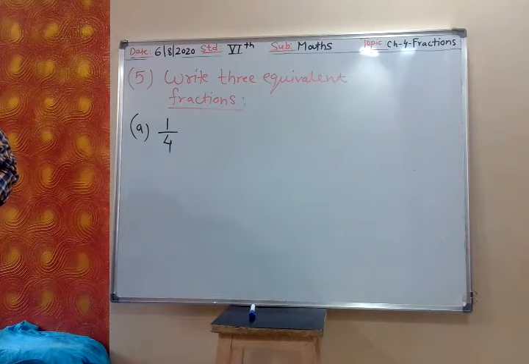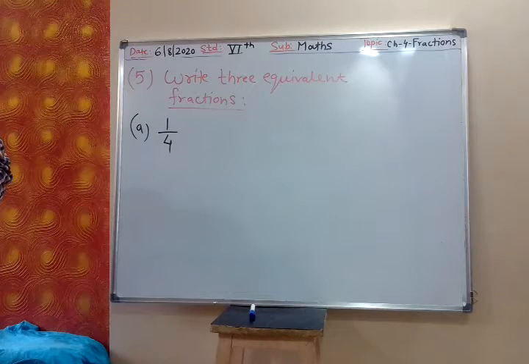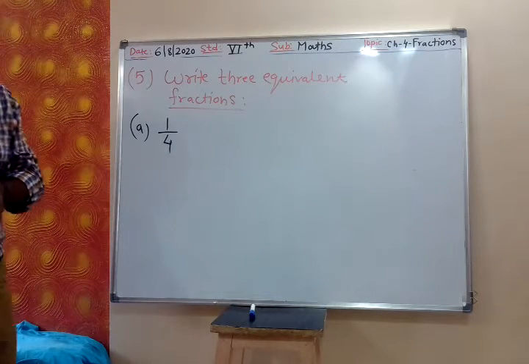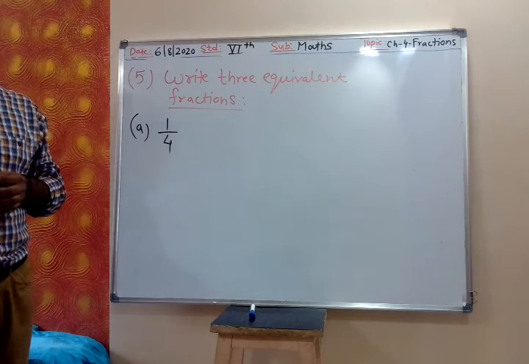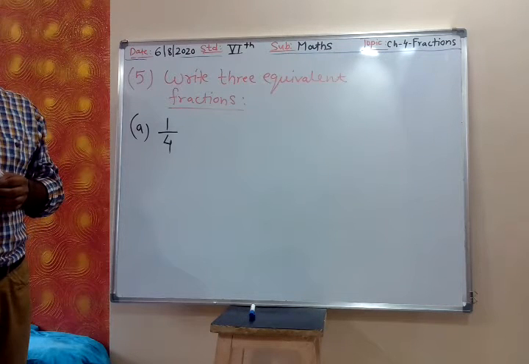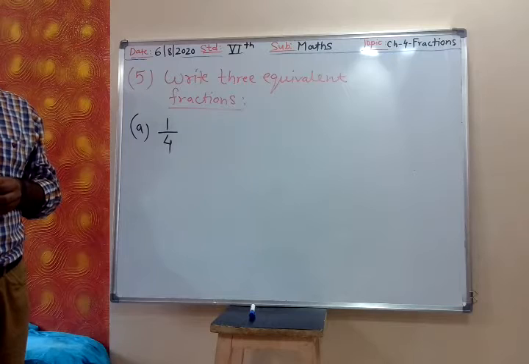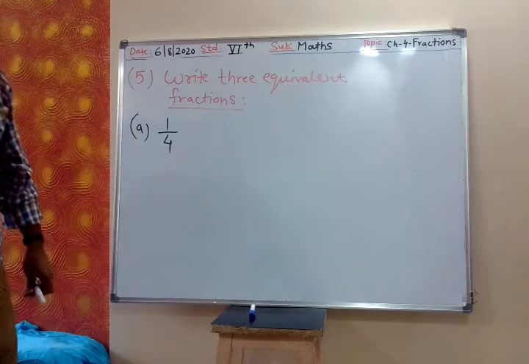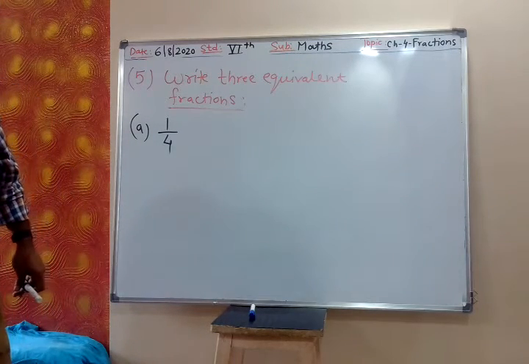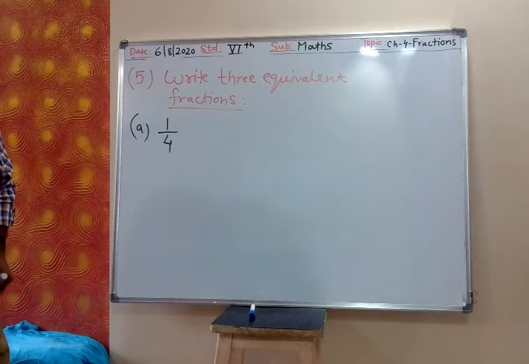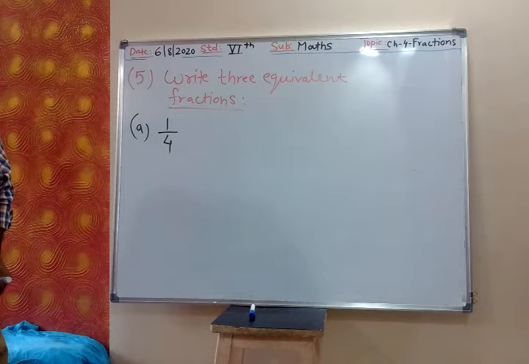We are given 3 by 7. Write 3 equivalent fractions. E is 3 by 7. F is 7 by 2. Now let us start the fifth.